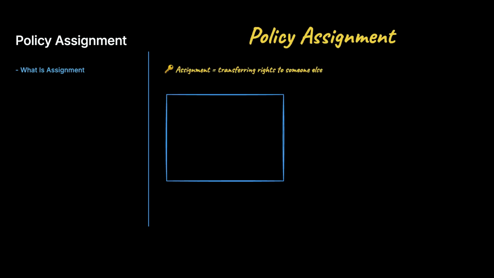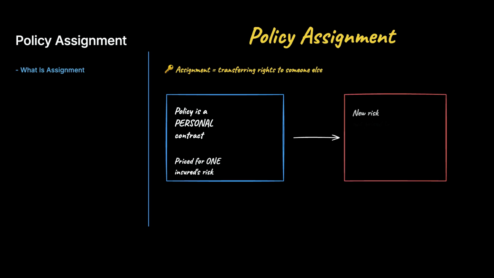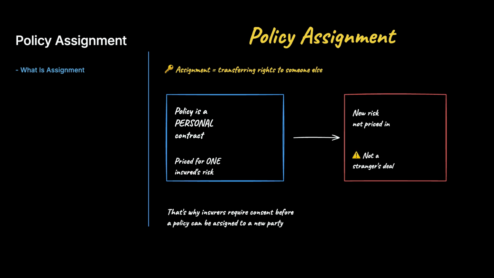Let's shift to policy assignment, and I want to start with why the rule exists. Assignment means transferring your rights or benefits under a policy to someone else. Here's the key insight. An insurance policy is a personal contract. The insurer priced it around one specific insured's risk, so it cannot simply be handed to a stranger.